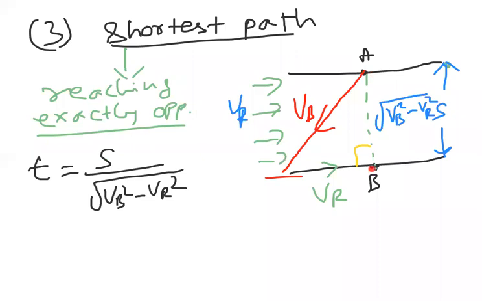And from Pythagoras theorem, the speed in this direction I can write as square root of VB square minus VR square. So time is equal to S by square root of VB square minus VR square. Now you observe one more point.